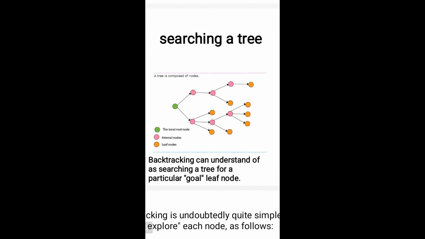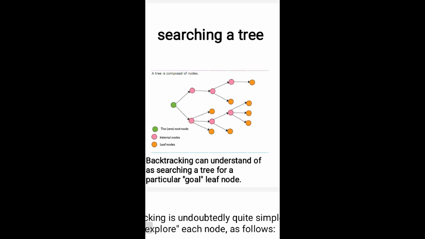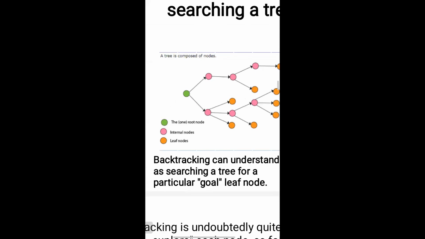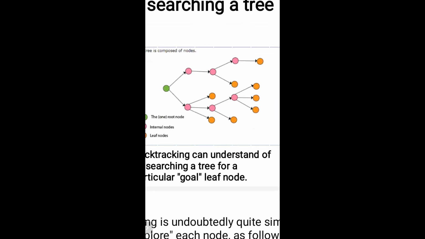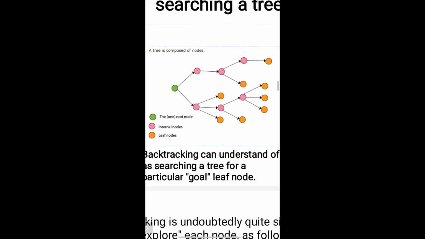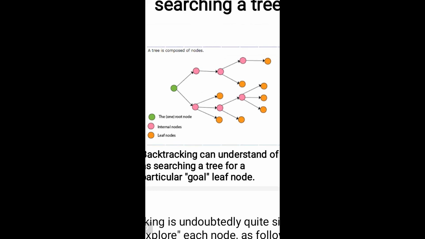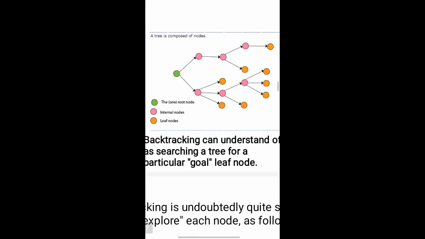See, we have the root node, internal nodes, and leaf nodes. These are the nodes, if you observe, with different colors. So the green color node is the root node, and we have the pink color nodes, which are internal nodes, and this another color node, that is the leaf node.